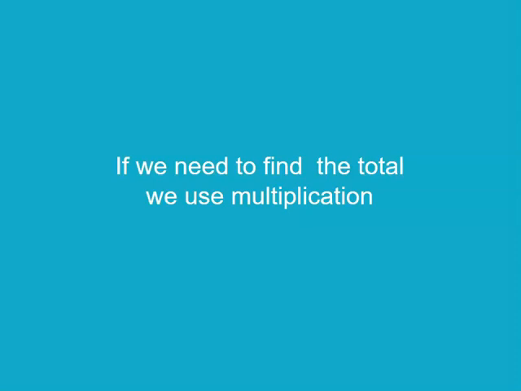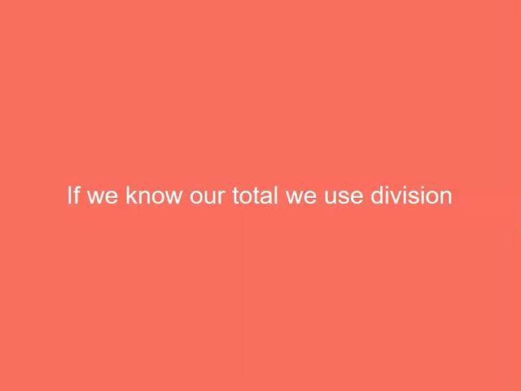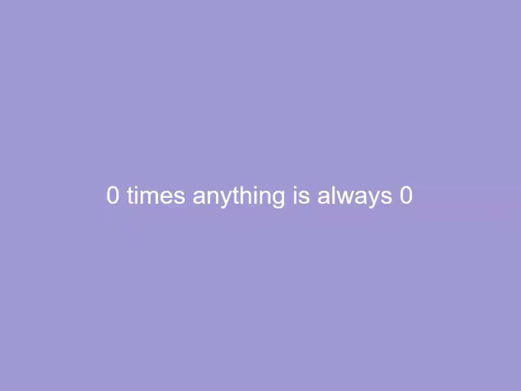If we need to find the total, we use multiplication. If we know our total, we use division. And if we have 0 times anything, it's always 0.